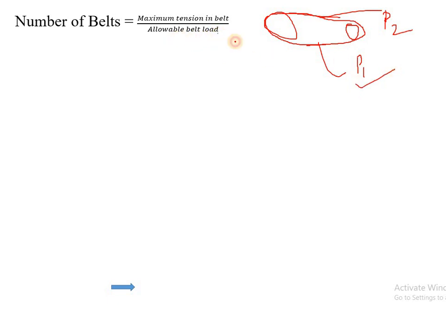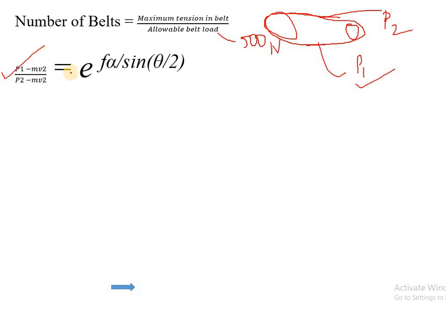And allowable belt load is directly given as 500 Newton. So now we have the formula (P1 minus mv square) upon (P2 minus mv square) equals e raised to f alpha upon sin theta by 2. This is nothing but the belt tension in case of V belt drive, whereas in case of flat belt drive, the left side is the same, and on the right side there is e raised to f alpha.